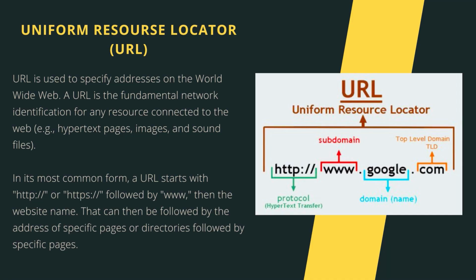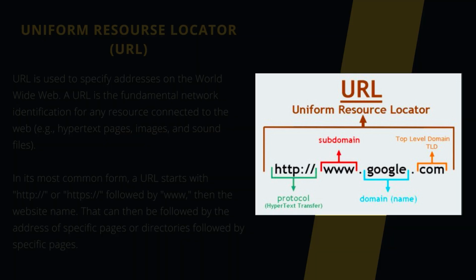A URL, which stands for Uniform Resource Locator, is a unique identifier used to locate a resource on the Internet. It is also referred to as a web address. In its most common form, a URL starts with HTTP or HTTPS, followed by 3W, then the website name. That can be followed by the address of specific pages or directories followed by specific pages.